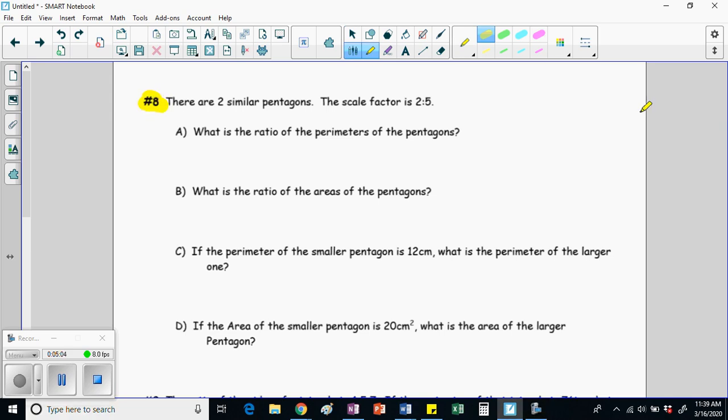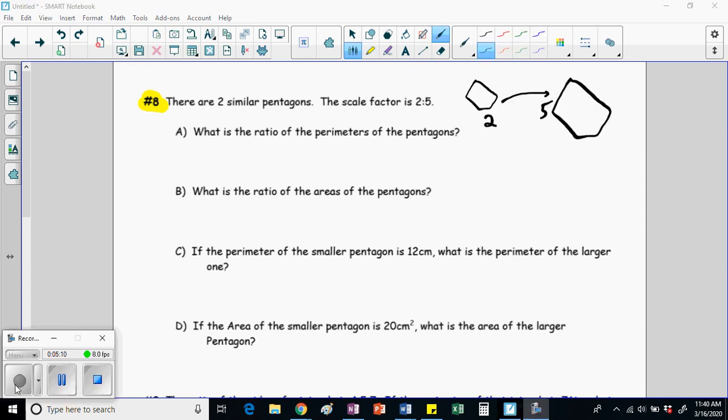If you feel like you need it, then just quickly draw a sketch or a picture that you can use. So here I got a quick sketch. Here's two pentagons. Scale factor is 2 to 5. So that means for any measurement in this pentagon, if I want to find the corresponding measurement in the other one, I'll multiply it by this scale factor.